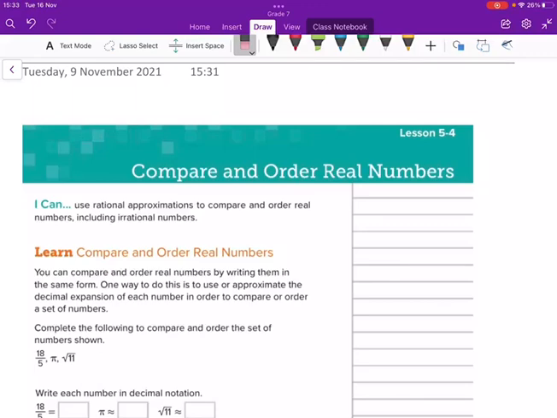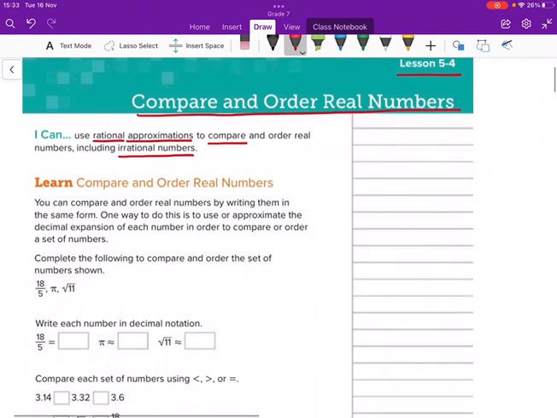This is lesson 5.4, and it is about comparing and ordering real numbers. We're going to approximate our rational and also irrational numbers in order to compare them and then put them in order of size. So, as an example, we could try to order the following numbers: 18 upon 5, pi, and root 11.